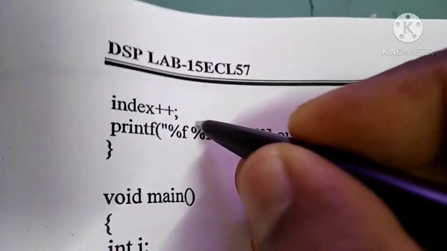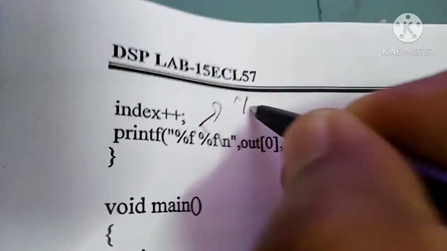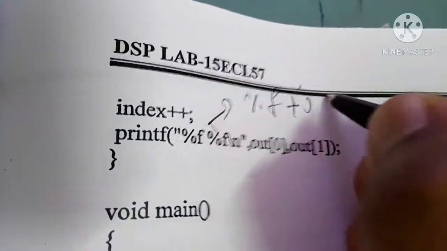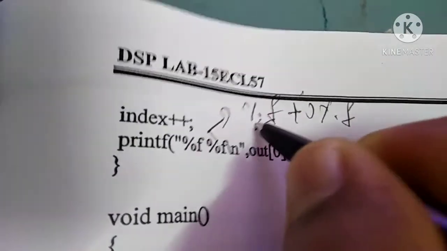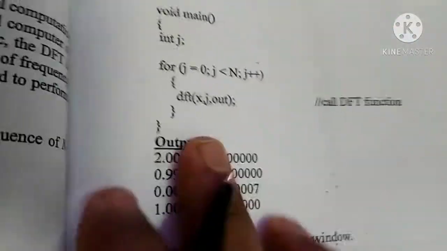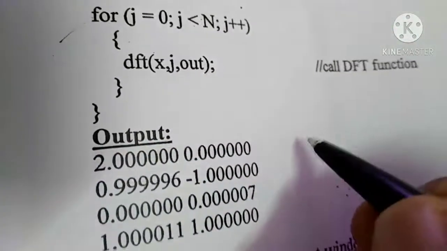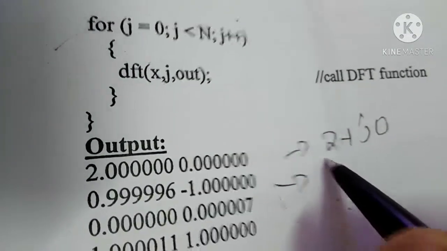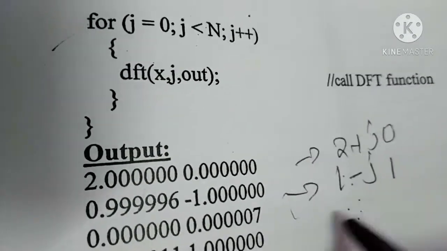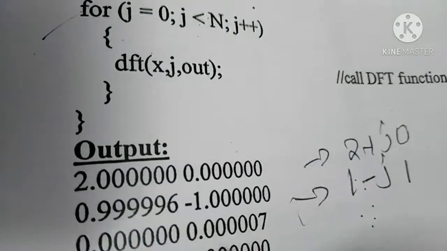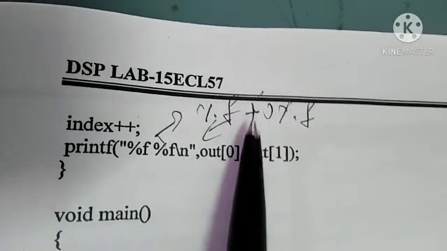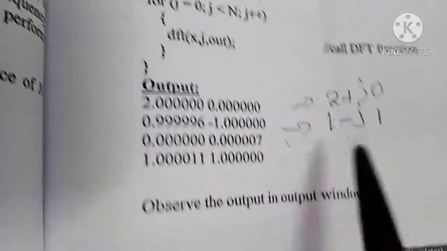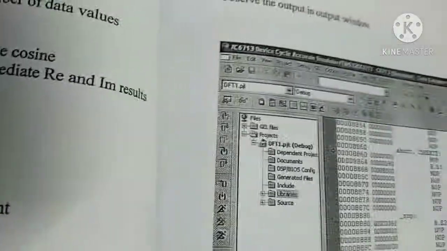If you want, we can place here percentage of plus j percentage of. So neatly it will display the value. So here this indicates 2 plus j0, this indicates 1 minus j1. But here the j term is not there. If you write j here, the j term will also appear in the sequence. Okay, this is about your DFT.